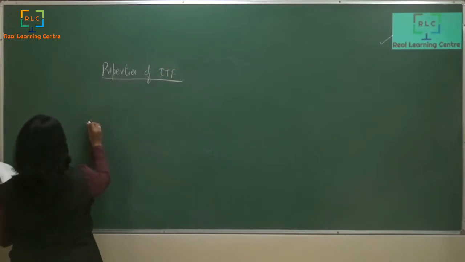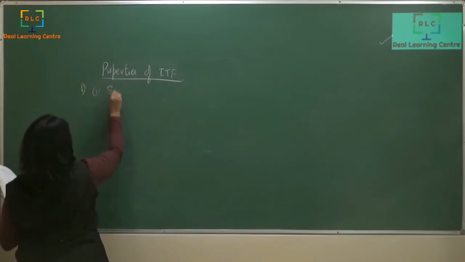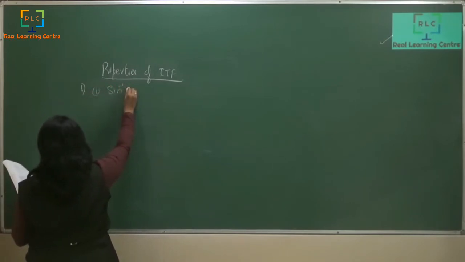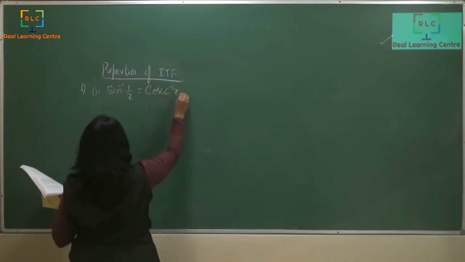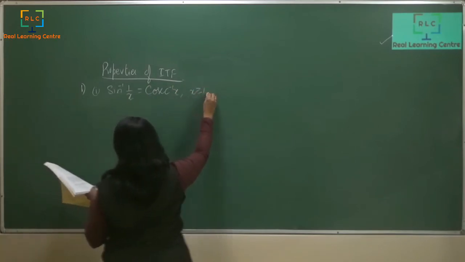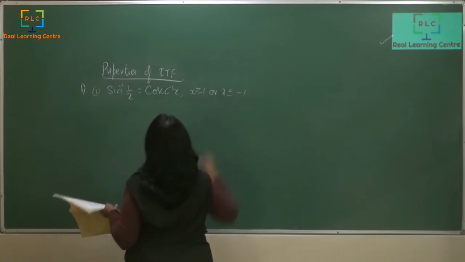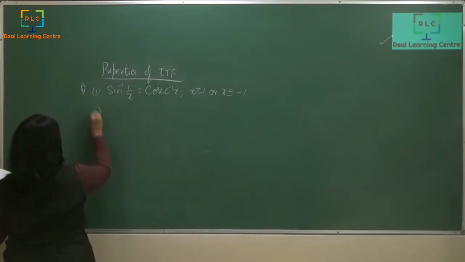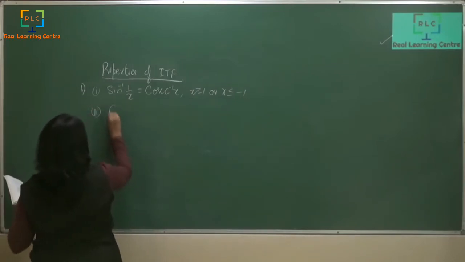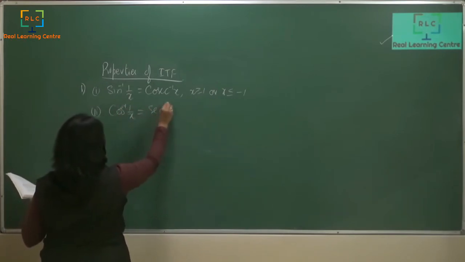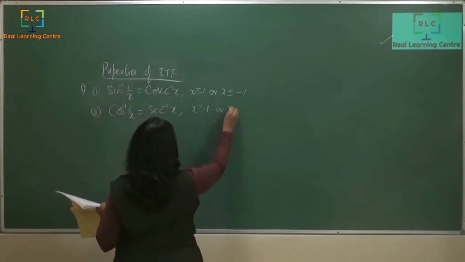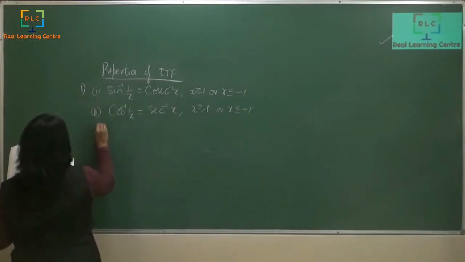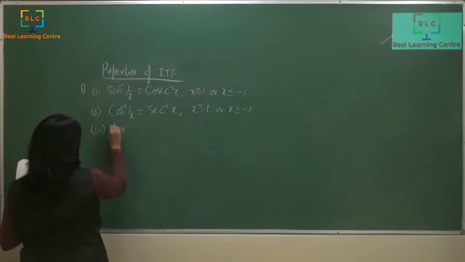See, the first property goes like this: sine inverse of 1/x is equal to cosecant inverse x, for x greater than or equal to 1 or x less than or equal to -1. Secondly, cos inverse of 1/x is equal to secant inverse of x, again for x greater than or equal to 1 or x less than or equal to -1. And the third one is about tan inverse of 1/x.